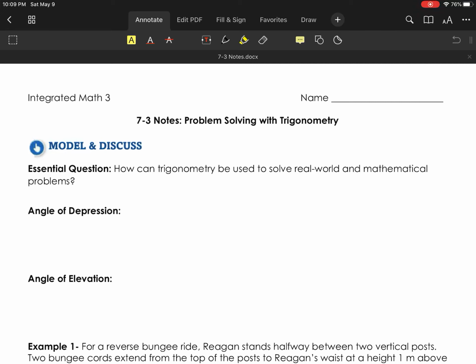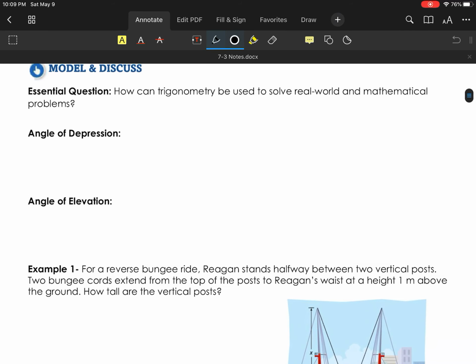7.3, this is your last set of notes of the year, which is wild, but this is it, folks. And this is a pretty good section to go out on. If you know your trig stuff by now, it should be pretty straightforward. But we're going to start off with a couple of definitions: angle of depression and angle of elevation.